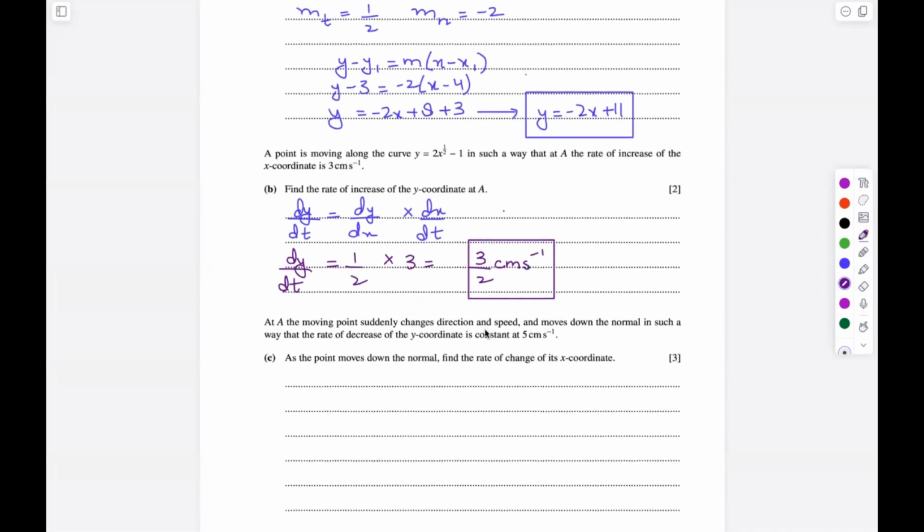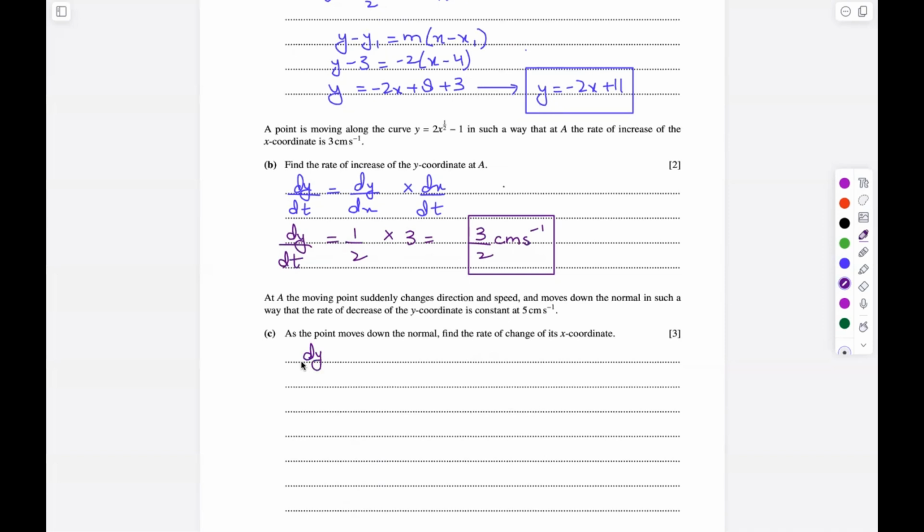In part C, it says at point A, the movement suddenly changes direction and speed and moves down the normal in such a way that the rate of decrease of y is constant at 5. As the point moves down the normal, we have to find the rate of change of its x coordinate. So again, we'll be using the formula dy by dt is equal to dy by dx multiplied by dx by dt.